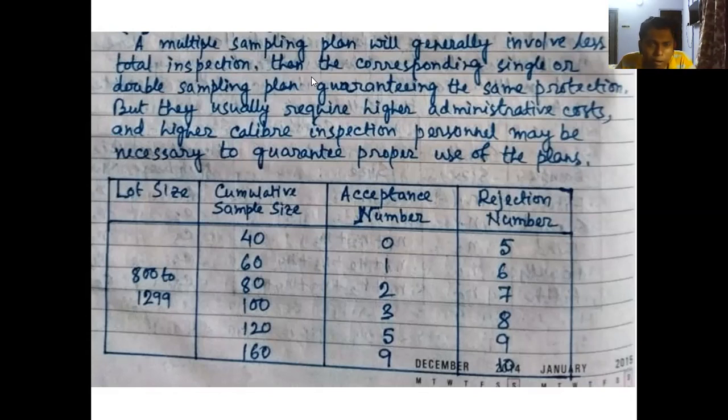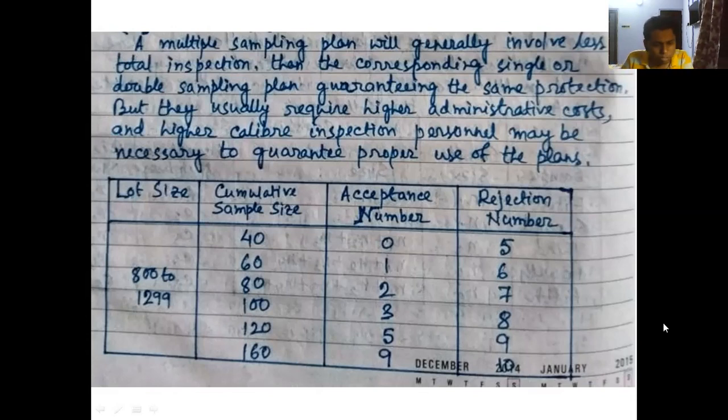A multiple sampling plan will generally involve less total inspection than the corresponding single or double sampling plan guaranteeing the same protection, but they usually require higher administrative costs, and higher caliber inspection personnel may be necessary to guarantee proper use of the plans. So in this case, with the multiple sampling plan, you will have less total inspection.